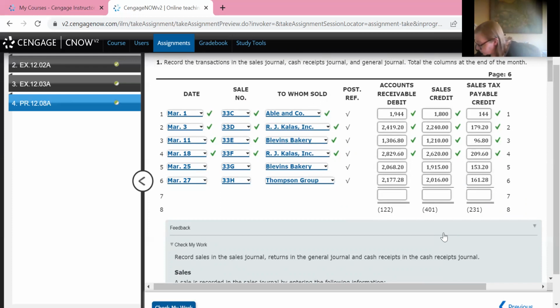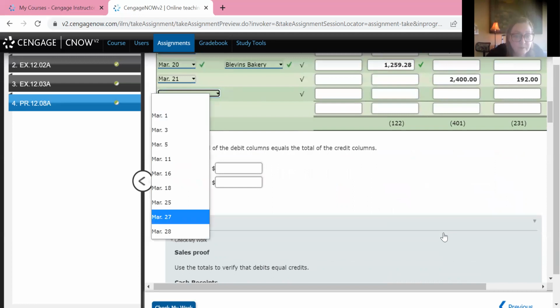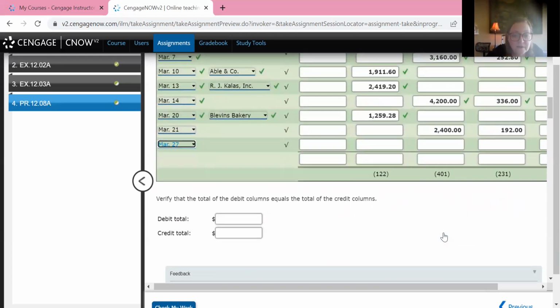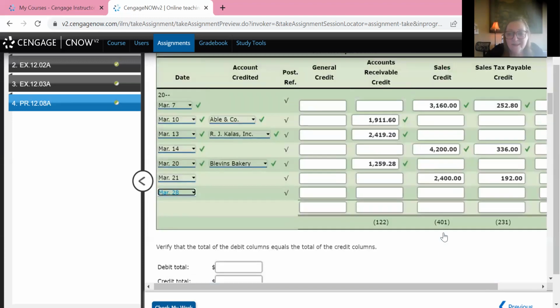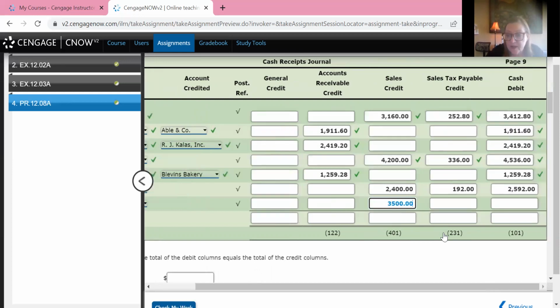Okay. And then we have one more transaction, made cash sales for the week. So that's cash receipts journal. And that happened on the 28th. Okay. Cash receipts journal, sales were $3,500. And the sales tax on it was 8%, $280, for a total cash debit of $3,780.